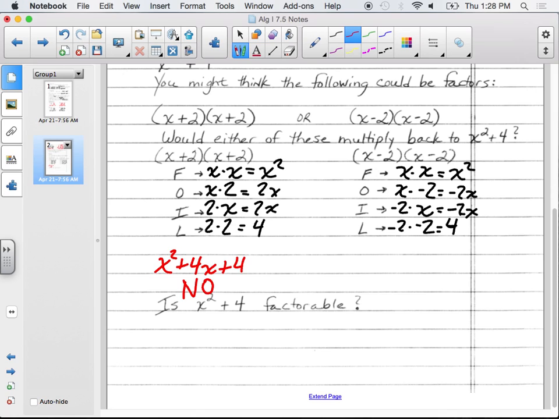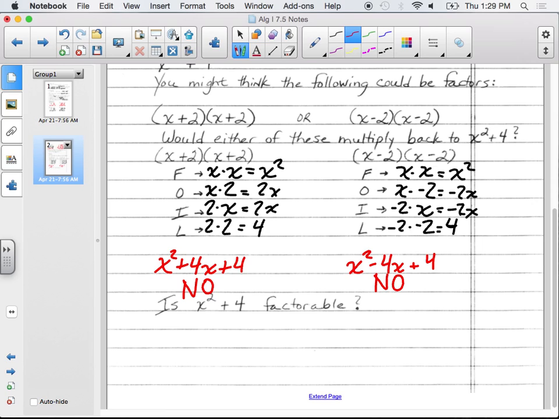Next one, we get x squared, negative 2x, negative 2x, and 4. And we combine all our like terms. Blaine, what do we get? X squared minus 4x plus 4. Is that the same as x squared plus 4? No, it isn't, so we can give this one a big NO.